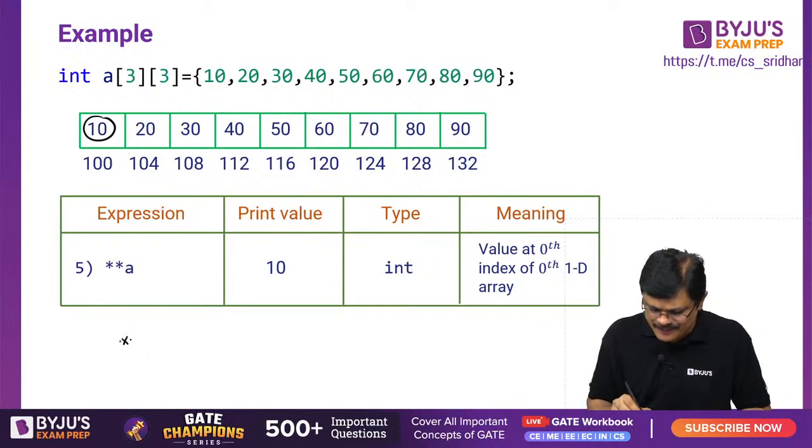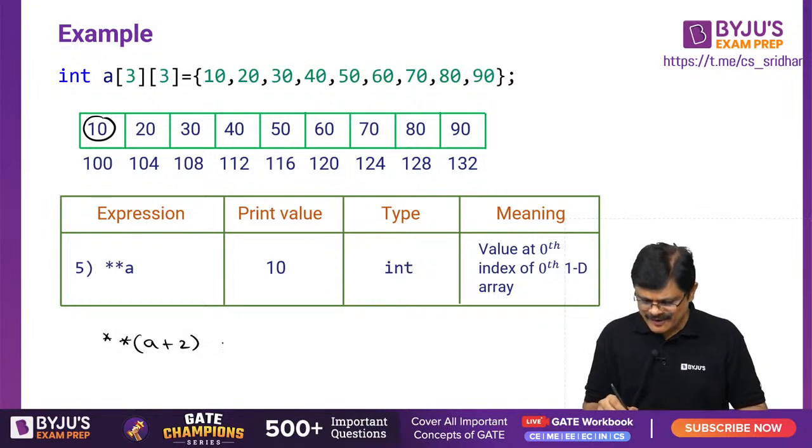So similarly, star A plus 2 whole star will be what? What is the answer for this? Wonderful. Value at the 0th index of the 0th 1D array. Super. What is star star A plus 2?